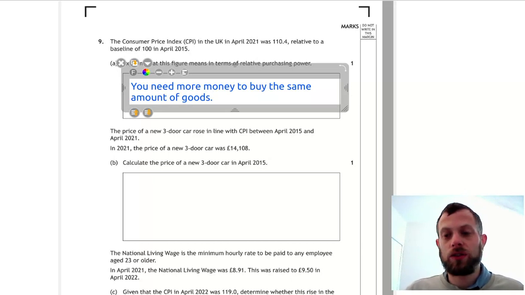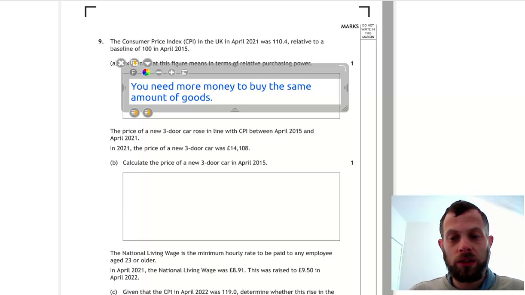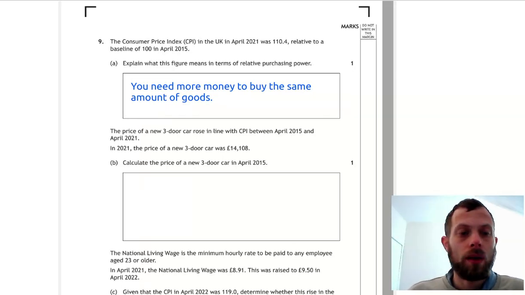That seems to me like just the kind of thing you'd memorize as a possible response in the exam. Question B you can do by proportion.